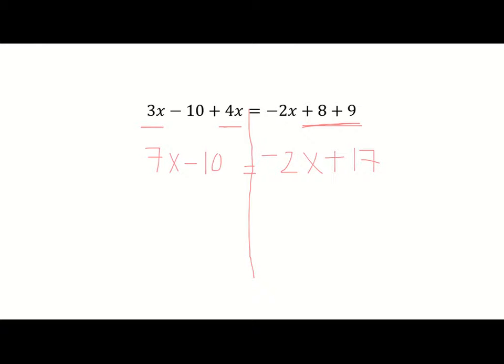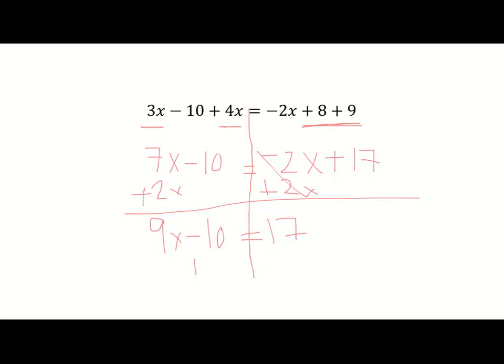Then it becomes like equations we were looking at during our last lesson. So I want to get all the variables on one side. So I'm going to add the 2x to both sides, just because, remember, I like to work with positive numbers. So if I add 2x to both sides, on the left, 7 plus 2 tells me I have 9x. Bring down minus 10. And that's going to equal, the 2's cancel on the right, 17.